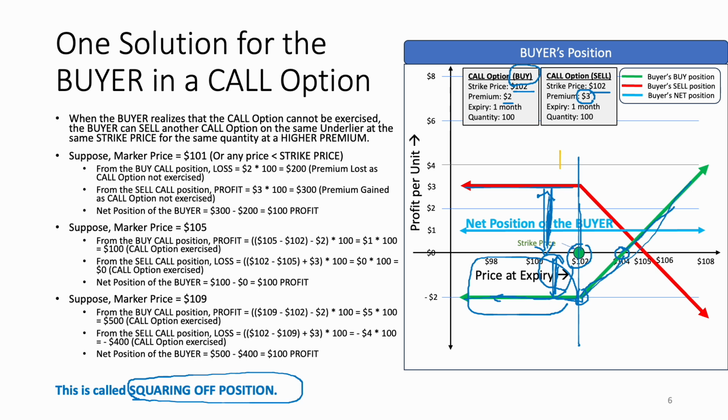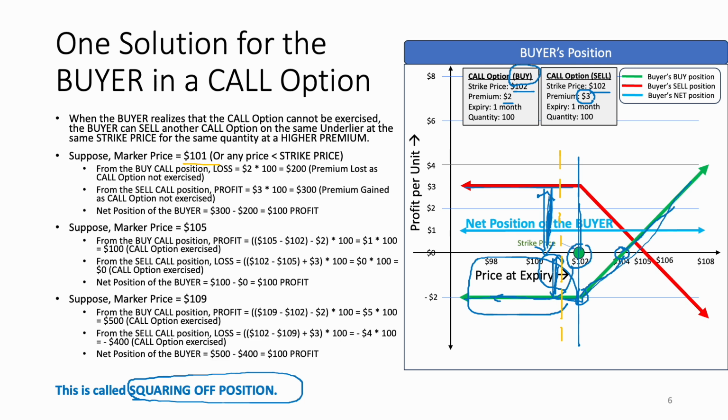The market price is at $101, where the strike price is $102. So under this circumstance, let us see the calculations. If the market price is $101, the same will apply if the market price is anything less than the strike price. Since the market value is less than the strike price, for the call option which the buyer has purchased, he will not exercise the call option.